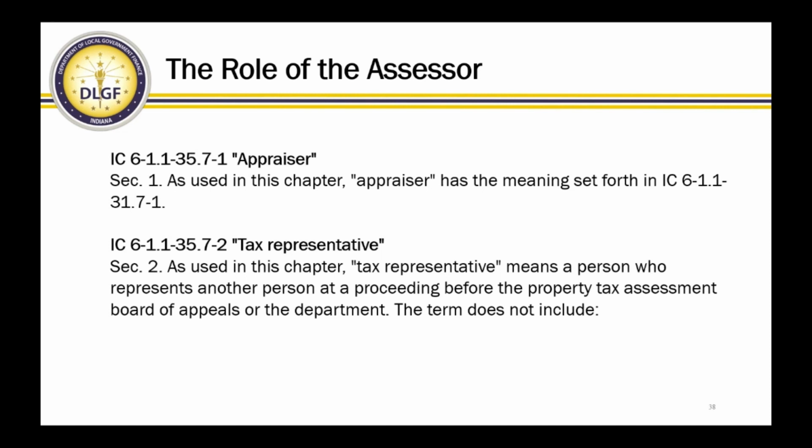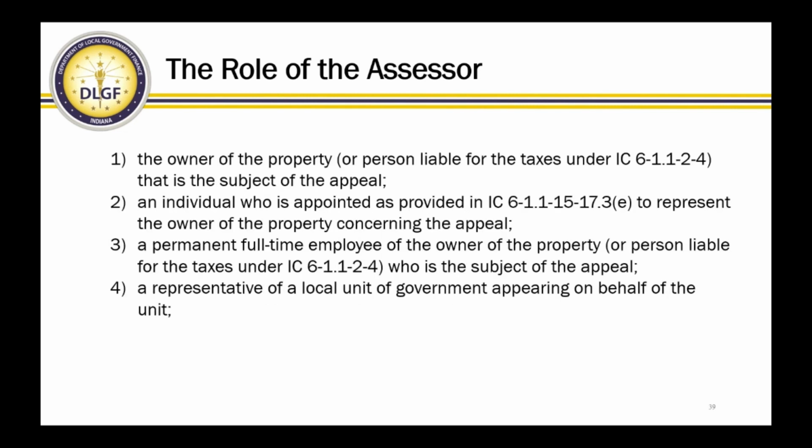Tax representative, you can see, means a person who represents another person at a proceeding before the PDBA or the IBTR, for example. A tax representative does not include the owner of the property. So if I am a homeowner and I file an appeal, I do not need to be a tax representative. If I am appointed to represent that owner, so maybe I appoint or have my sister or an uncle or somebody like that represent me.